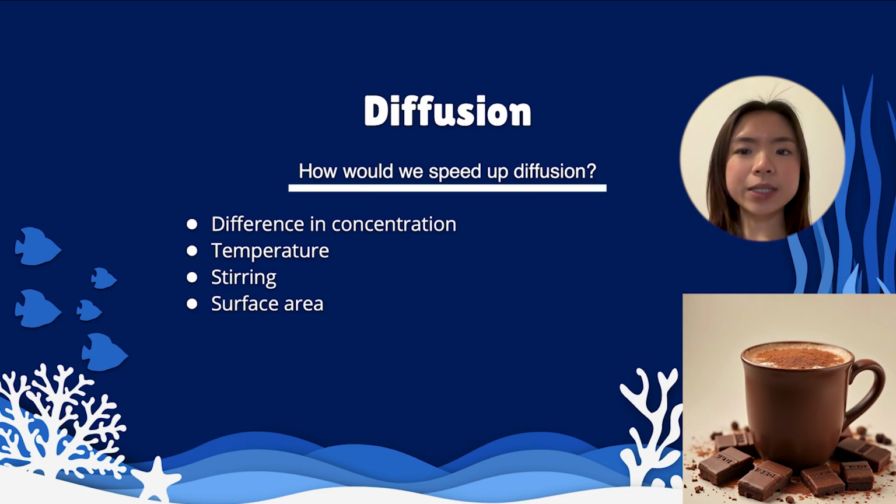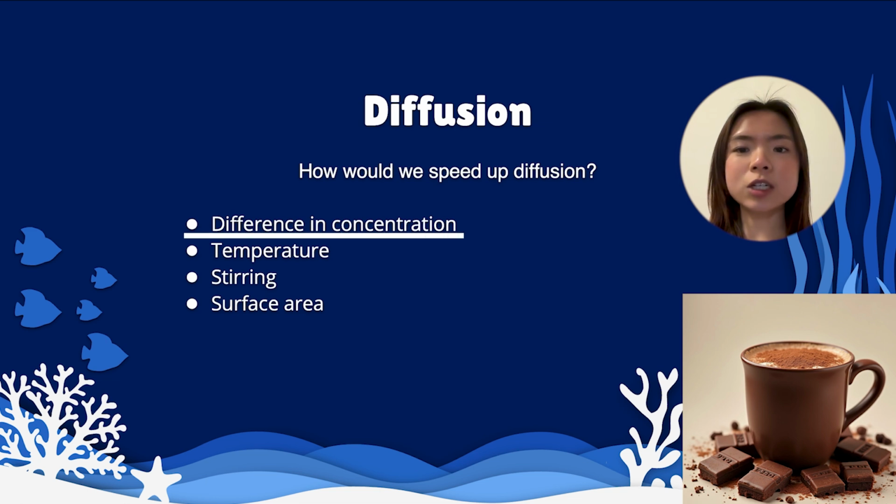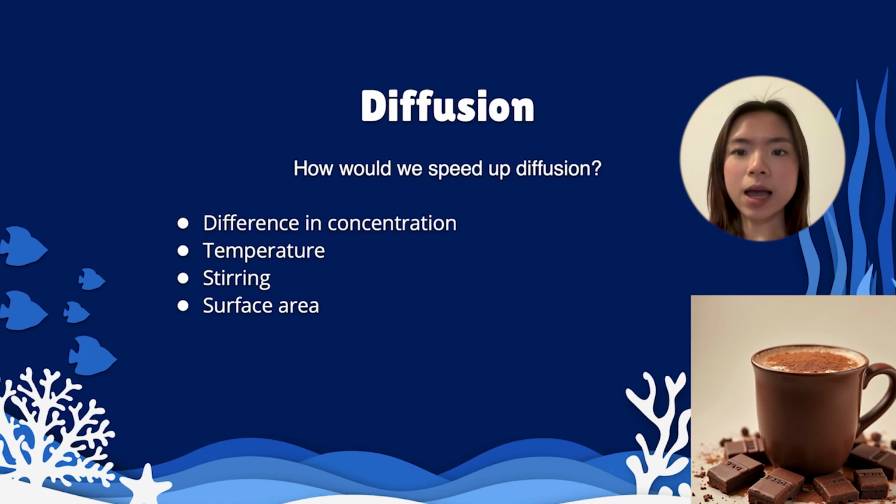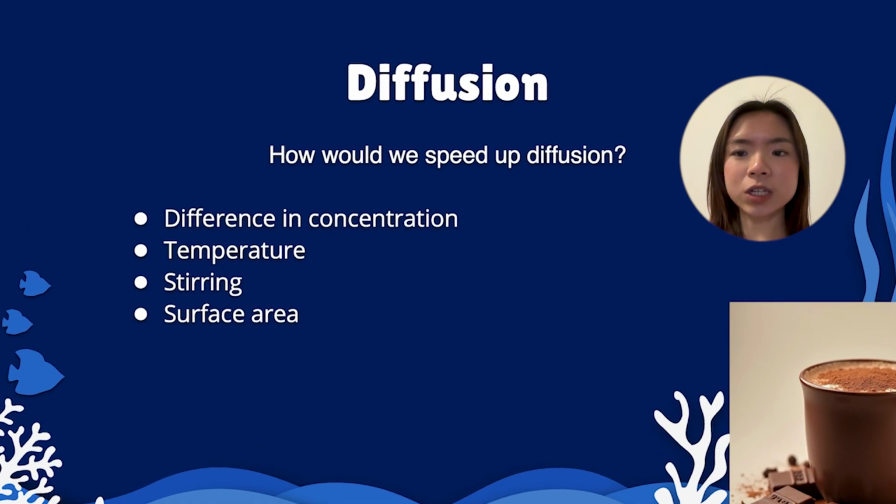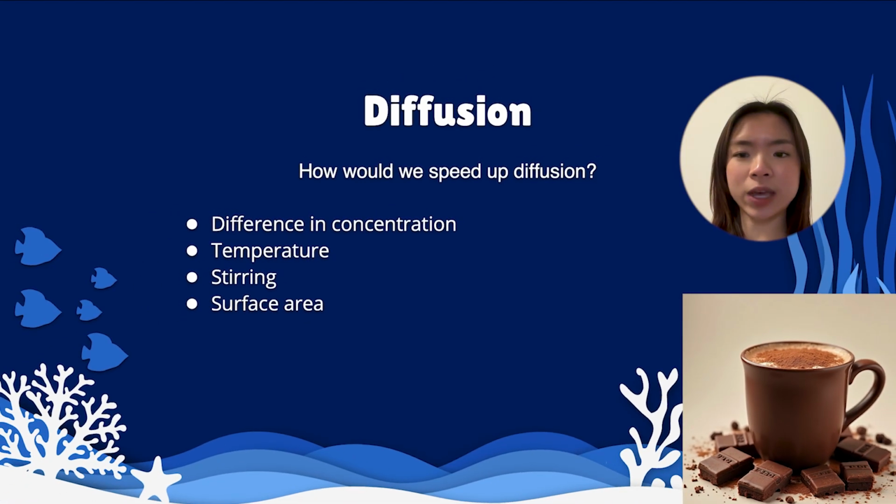So, like we said earlier, talking about diffusion, there's a few different ways that we can speed up the rate of diffusion. Firstly is the difference in concentration. So in general, the greater the difference in concentration, the faster the rate of diffusion. And when we talk about difference in concentration, we mean how many particles are in a specific area, because this will affect the concentration gradient. So it would have a steeper concentration gradient.